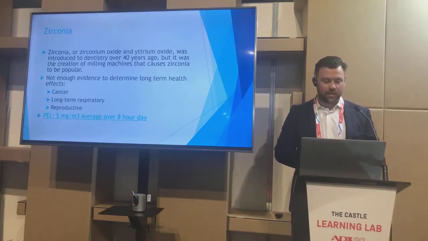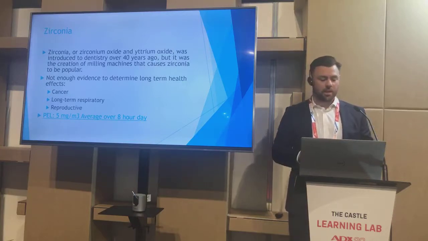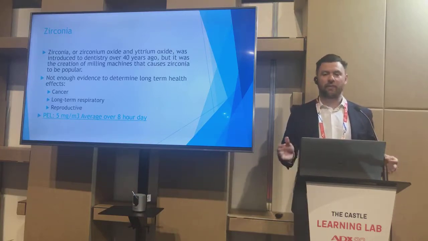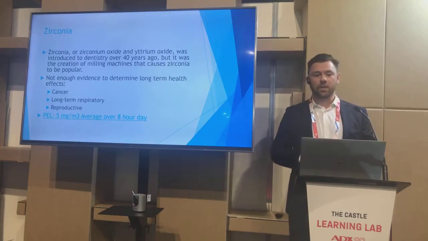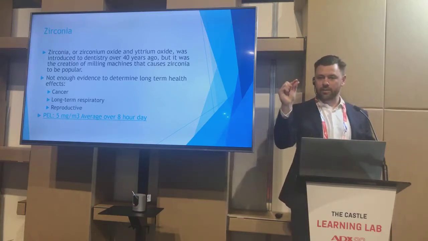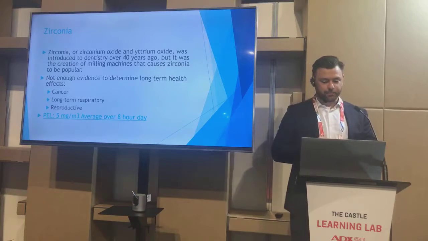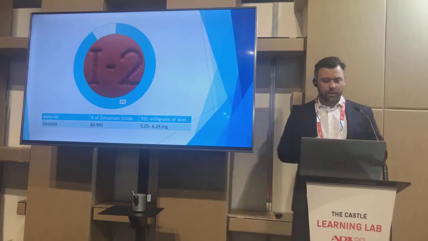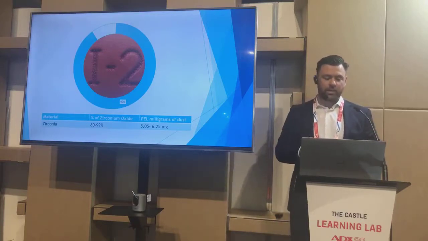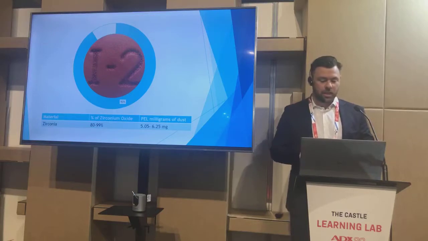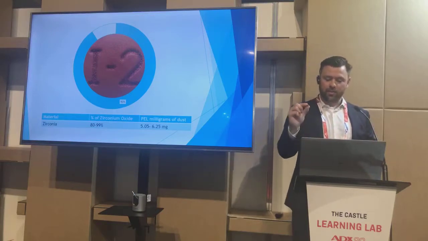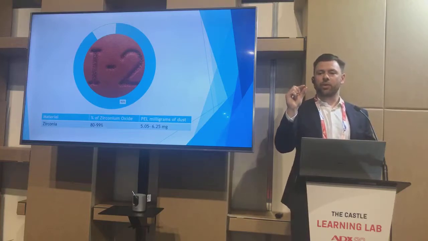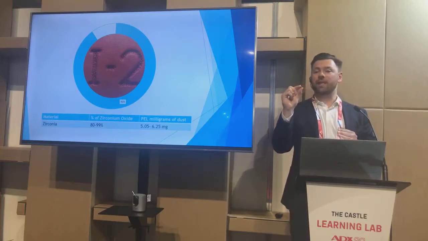The PEL is 5 milligrams per meter cubed, averaged over 8 hours. So again, 200 milligrams, we're talking 5. Going further, zirconia blanks are now about 80 to 99% zirconium. And so that means you are able to grind down only 5 milligrams before hitting that threshold, that PEL.